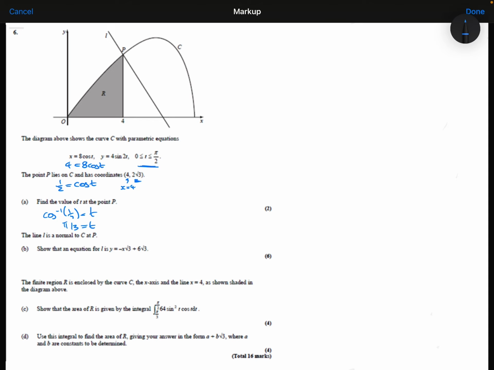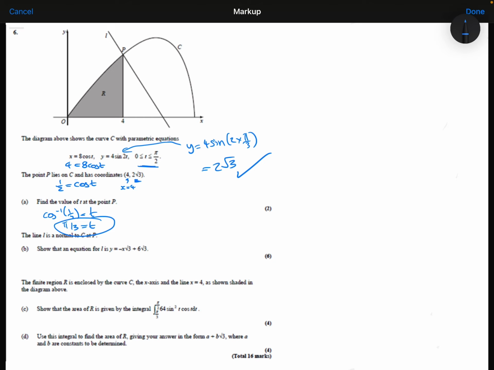And just double check this, just substitute it into the y function as well to doubly make sure. So y equals 4 times sine of 2 times pi over 3. And yes, that does give us 2 root 3. So the answer to part A is pi over 3.